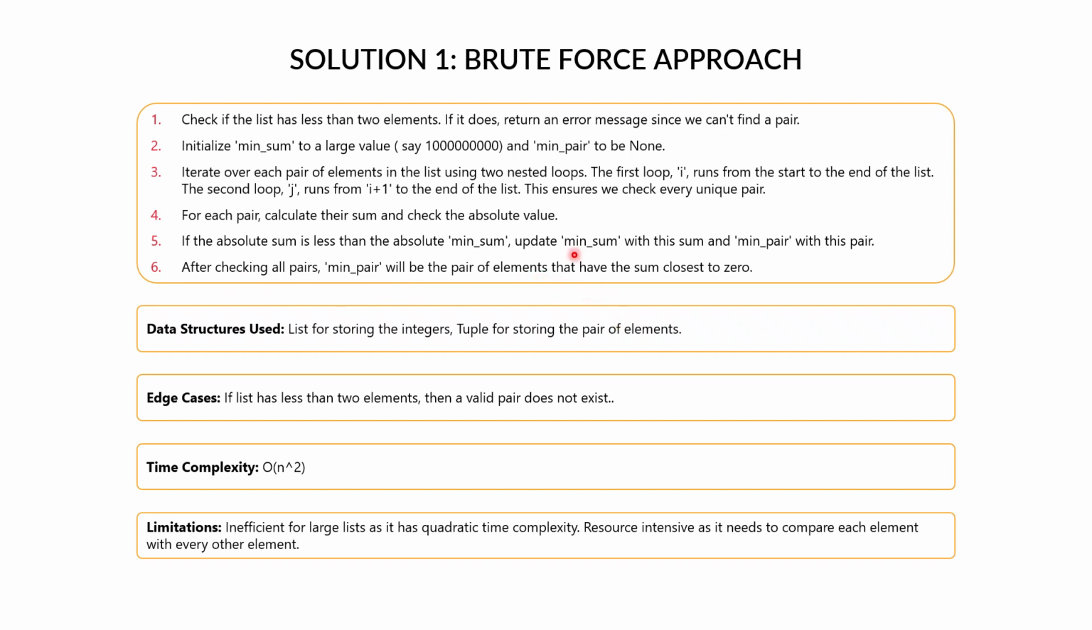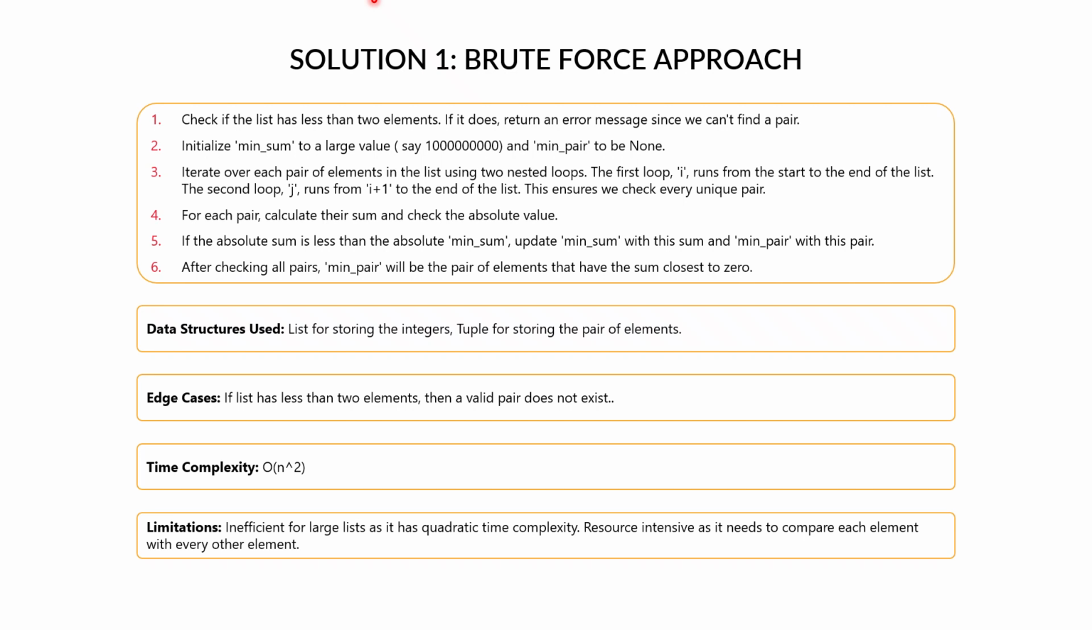Now, when the loop completely runs, then the minpair will be the pair of elements that have the sum closest to zero. Now, in this case, we have used the data structure as a list for storing the integers and tuple for returning the pair of elements. The edge cases, as we have previously mentioned, is handled by point number 1, where if the list has less than two elements, then an error message is passed on.